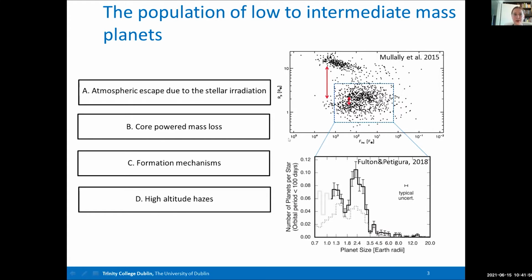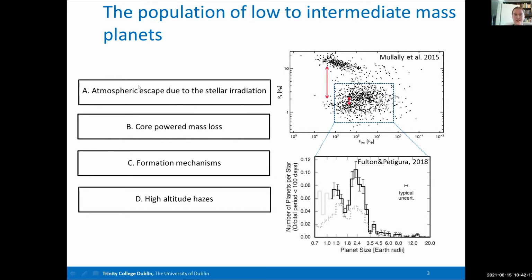But the main shaping factor is expected to be the hydrodynamic atmospheric mass loss. And the main driving mechanism of this mass loss is, however, still debated. There are two most prominent, most popular theories or approaches at the moment.